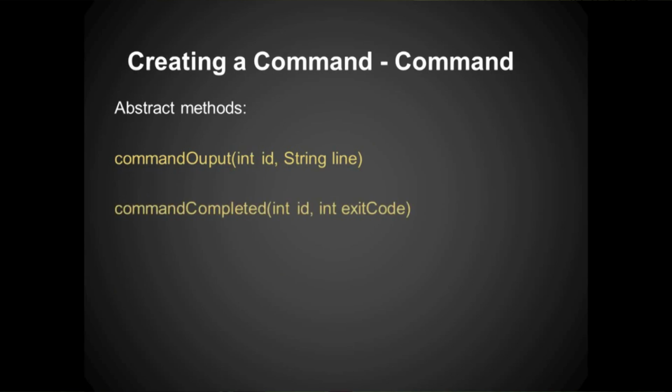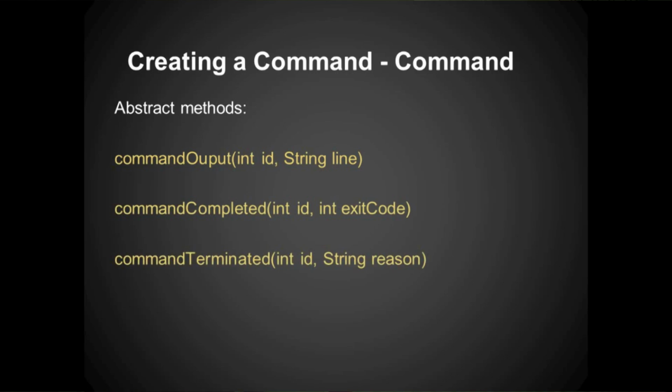The second command that you need to implement is command completed. This also gives you the ID of the command that has just completed, as well as the exit code of the command that is completed. Now, this method, or abstract method, is called whenever a command completes successfully. So this will only be called when a command executes and there's no error reported by the terminal or the library.